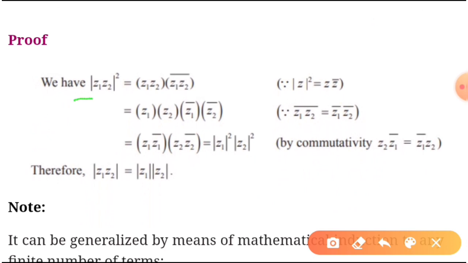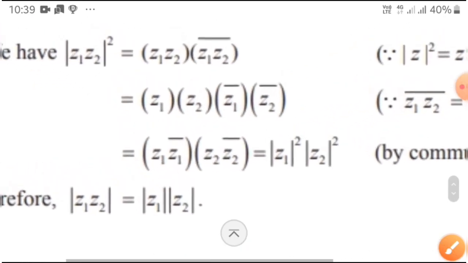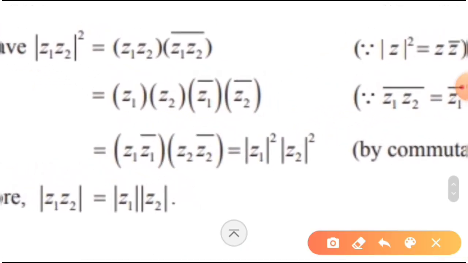We have modulus of z1 z2 in the whole square is equal to z1 z2 into z1 z2 in the whole bar. We know that modulus of z squared is equal to z z bar. Let us consider z1 z2 as z. So we have z1 z2 into z1 z2 bar. Now we write z1 as it is the same. The z1 z2 bar, we write z1 bar into z2 bar.